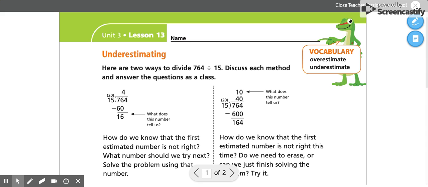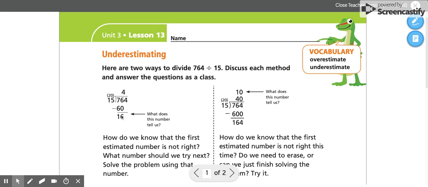There's two ways to divide 764 divided by 15, and we're going to look at both these methods and see which one works best. So when I look at this problem, first thing they did is they estimated. They moved it up to 20, which is over what this number is. So they said, okay, if I was going to do 20 into 76, I'm going to go with 4 because I've got 20, 40, 60, 80 is pretty close to 76, so we're going to say 4. And then I go ahead and multiply my 15 times my 4, and I get the 60. All right, and I subtract and I get a 16.